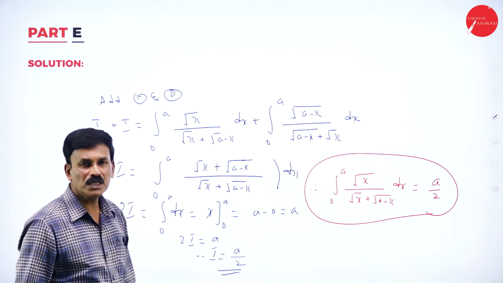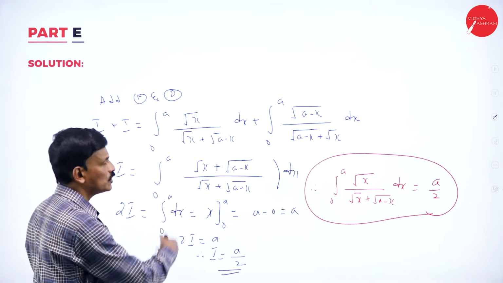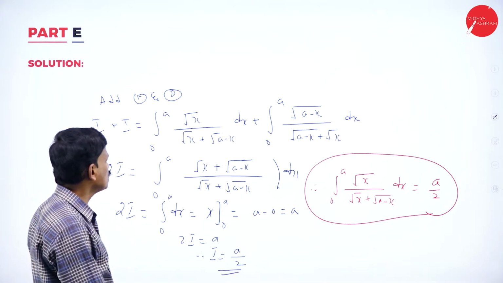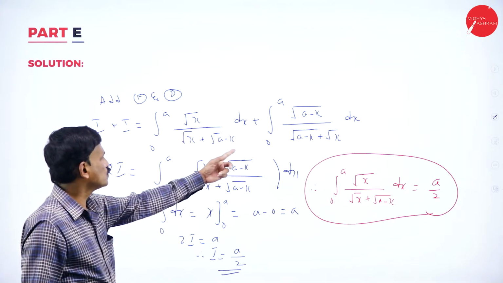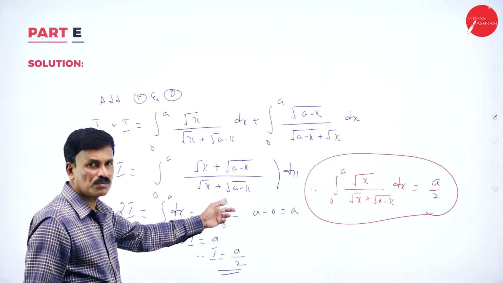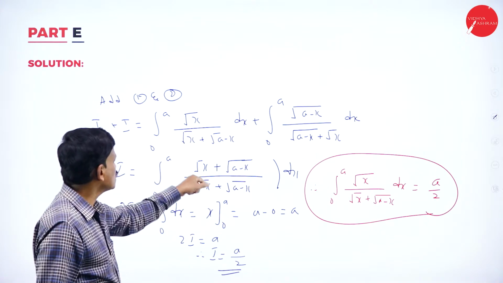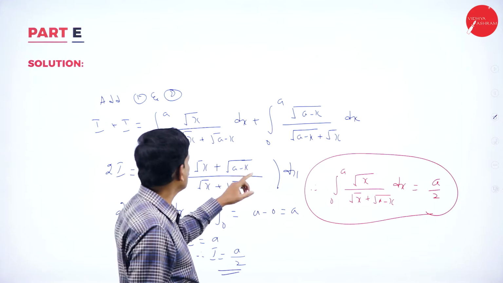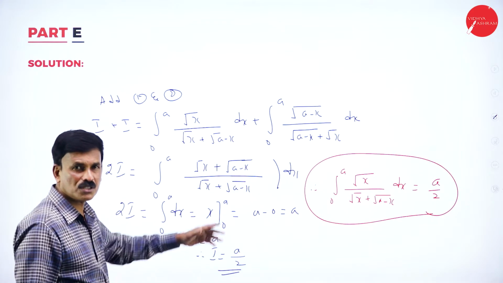If you replace x by a minus x, you will get equation number 2. Adding 1 and 2, take the LCM and simplify: root of x plus root of a minus x is the LCM. Again, you will get root of a minus x. Numerator and denominator are the same, so they get cancelled.